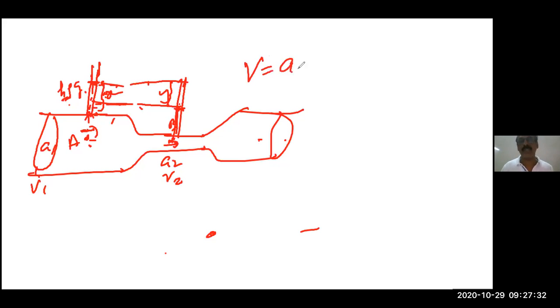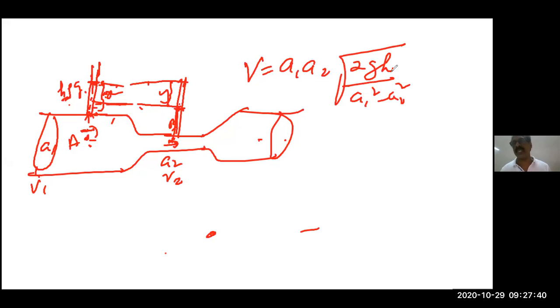V is equal to A1 A2 into root of 2GH divided by A1 squared minus A2 squared. No need of derivation, just learn it by heart. H means this is the way we calculate the pressure, the difference in height. Then this will give you the rate of flow of liquid through this pipe in 1 second. Any doubt? No, sir.